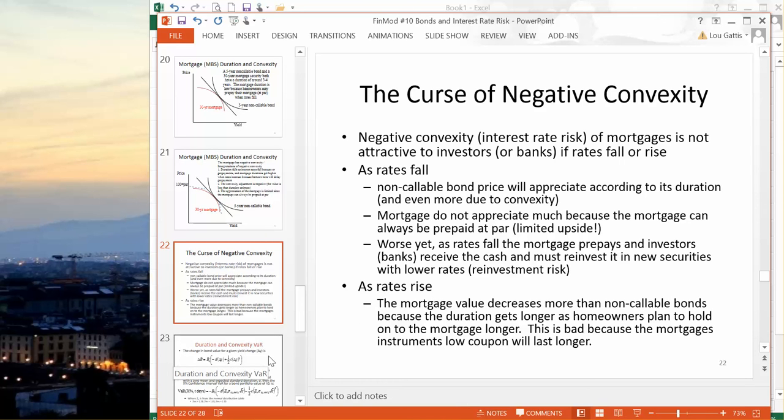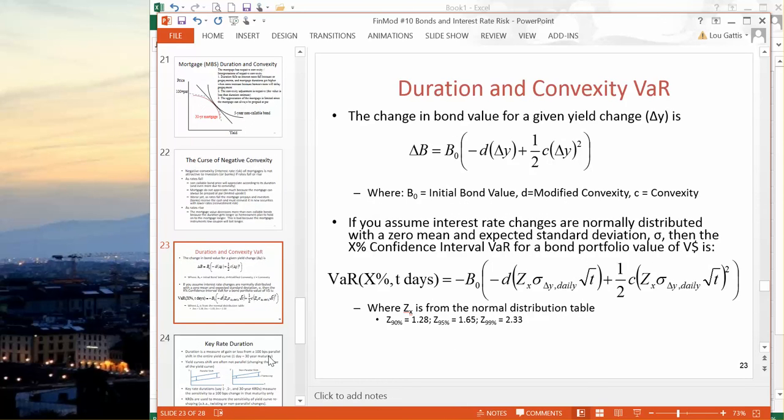So next thing we're going to do is talk about how to measure the risk of a bond using duration and convexity. I'm going to calculate something called a duration and convexity VaR. All right, so we said that the change in the value of a bond is equal to the initial bond value times minus duration times change in yield. That's the linear duration estimate, plus 1/2 convexity times change in yield squared, and that's the nonlinearity part.